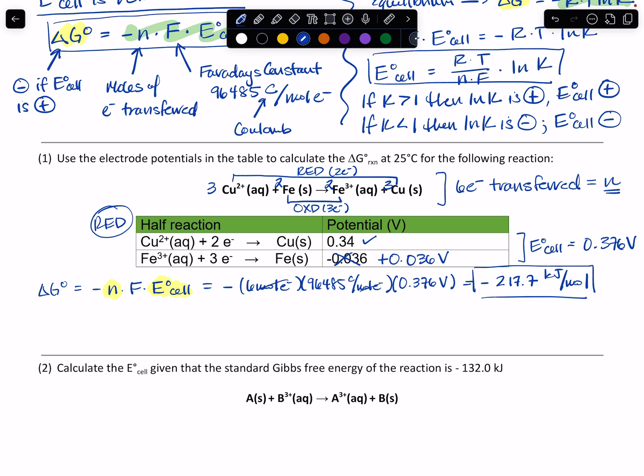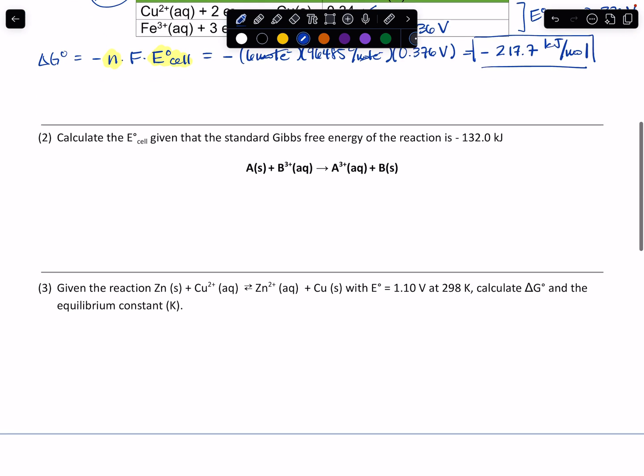All right. So if we think about it, our cell potential here was positive, which means that the reaction is favorable as written. And our delta G value was negative, which means that the reaction is favorable as written. So that is a good indicator that we have done things correctly. All right, let's move on to the next one.